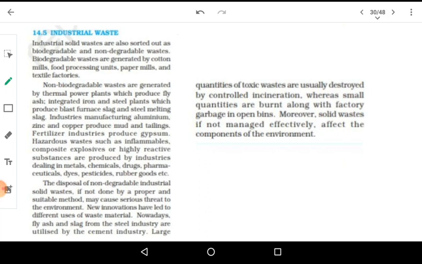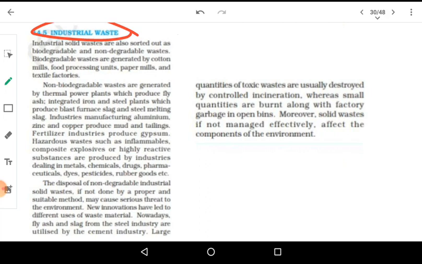Hazardous waste such as inflammables, composite explosives or highly reactive substances are produced by industries dealing with metals, chemicals, drugs, pharmaceuticals, dyes, pesticides, rubber goods, etc. So these substances are not at all good, right? If they are disposed of in an improper manner, it can result in pollution, and this is known as pollution by industries, also known as industrial waste or industrial pollution.